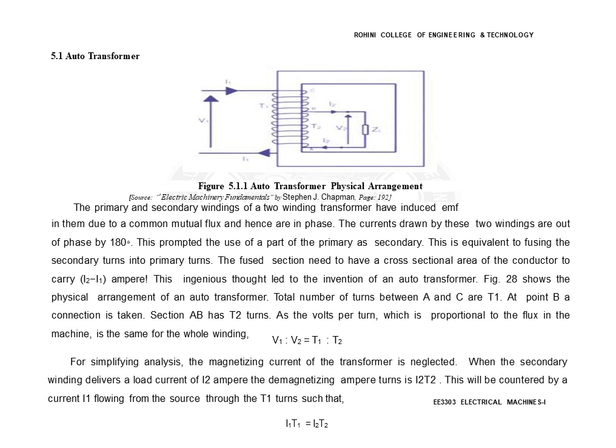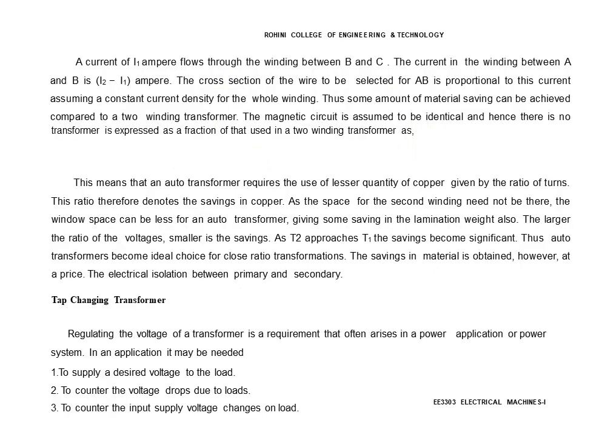To simplify the analysis, the magnetizing current of the transformer is neglected. When the secondary winding delivers a load current of I2 ampere, the demagnetizing ampere turns I2 T2 will be countered by the current flowing from the source through T1, such that a current of I1 ampere flows through the winding between B and C. The current in the winding between A and B is I2 minus I1. The cross section of wire to be selected for AB is proportional to the current, assuming a constant current density for the whole winding. Thus some amount of material saving can be achieved.